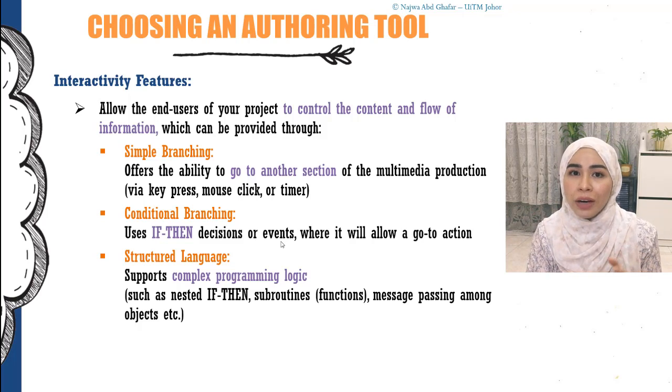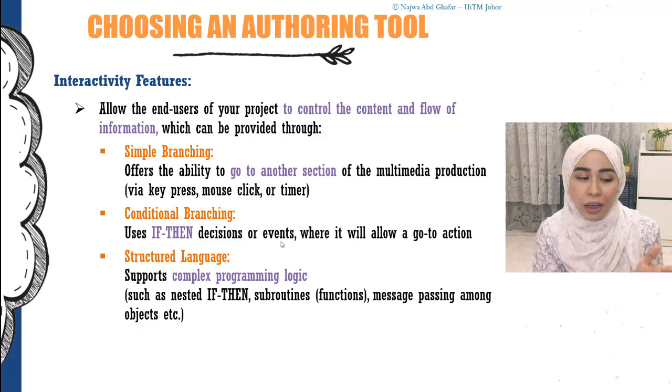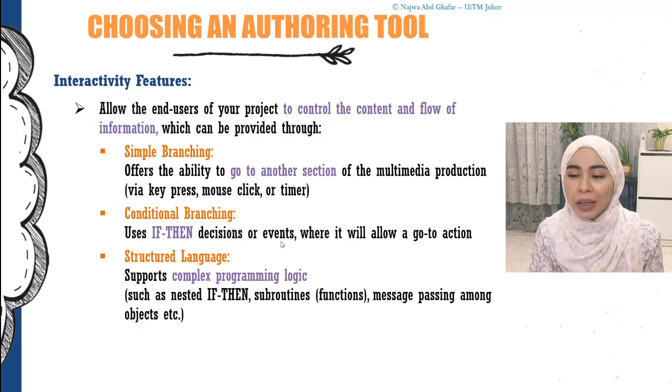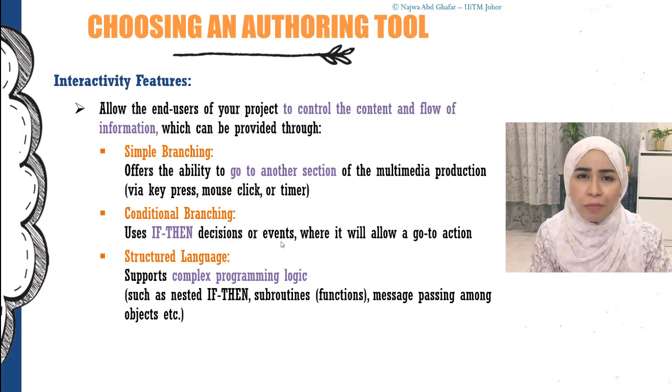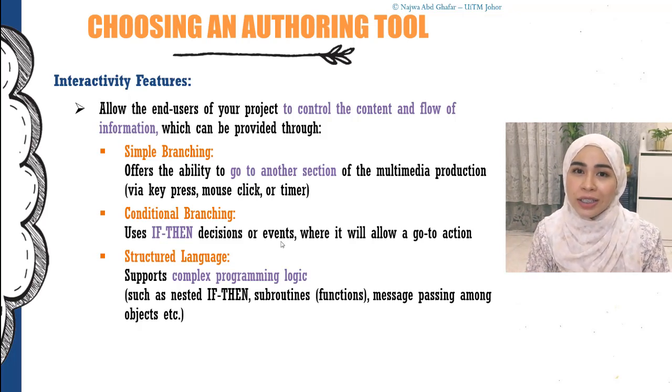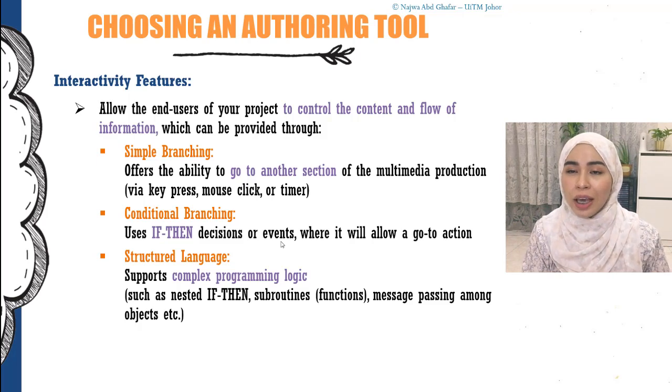But if you want to provide something a little bit more complicated, then you can do conditional branching. This uses if-then decisions. For example, if the user clicks on this button, it will do this. But if you click on this other button, then it will do something else. So you provide more conditions to that program. If you want things a bit more complicated, then you have things like functions, message passing, and timers. You can do a lot of things inside your program by using a programming language.